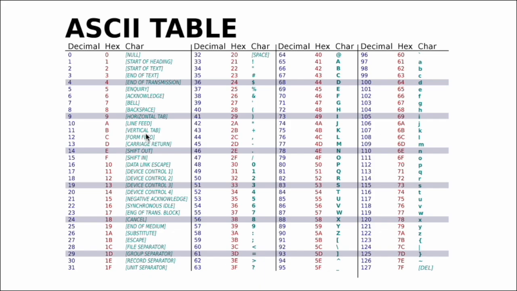The minimum value is 0. The maximum value is 2 power 7 minus 1. So the range is 0 to 2 power 7 minus 1, but the number of different values is 2 power 7. Okay? So 128 different characters are captured here.